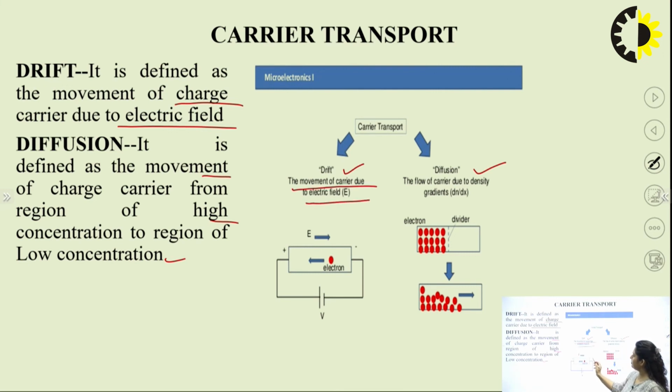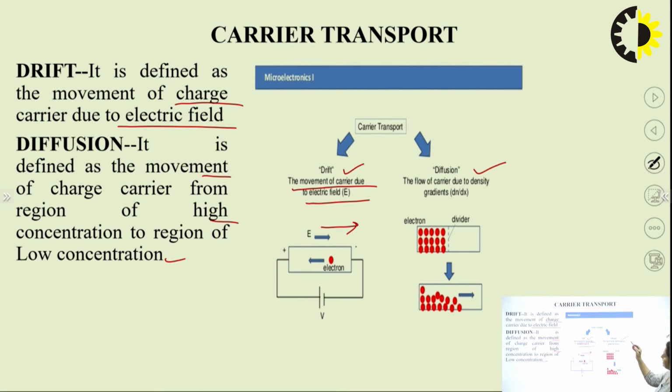So we have a particular type of semiconductor. We have applied a voltage, with a positive terminal and a negative terminal. The electric field flows from the positive to the negative side, and the electron flows opposite to the electric field direction, that is, from the negative to the positive side.